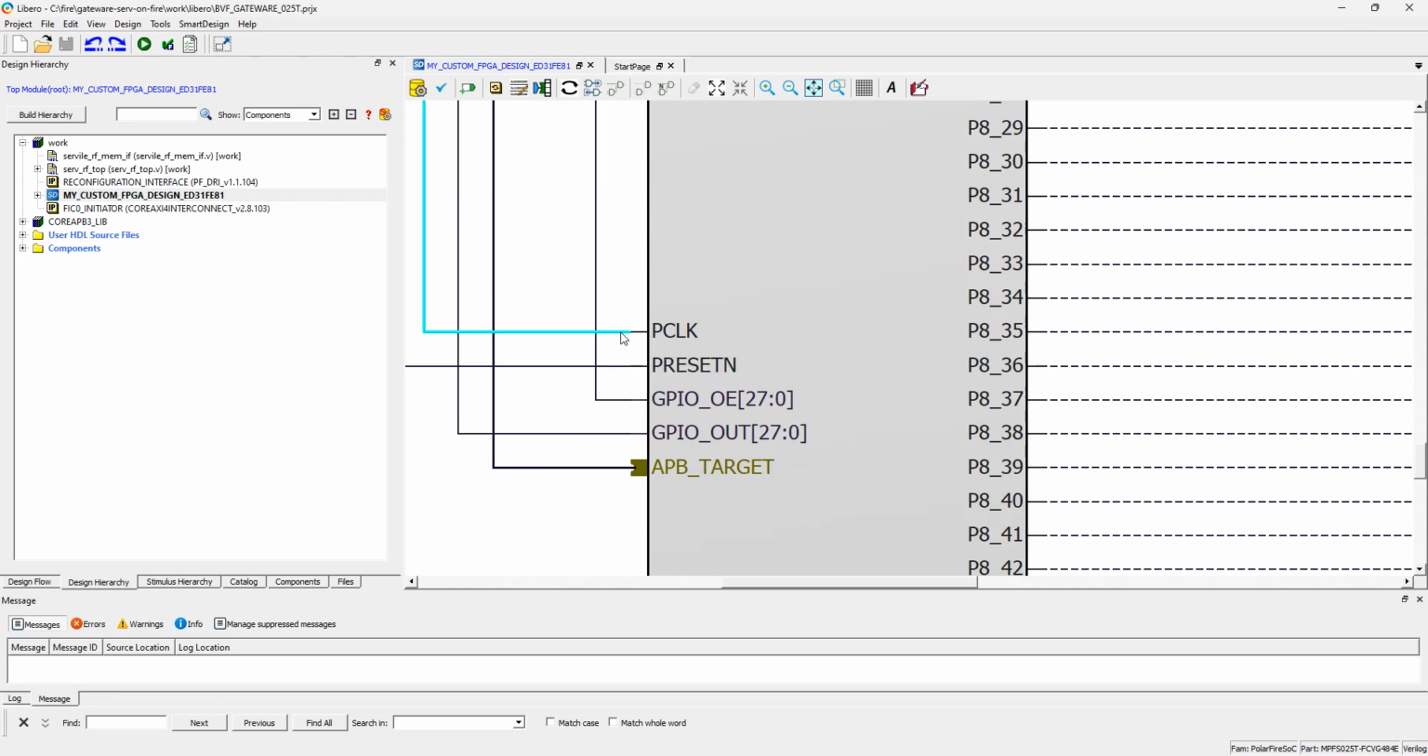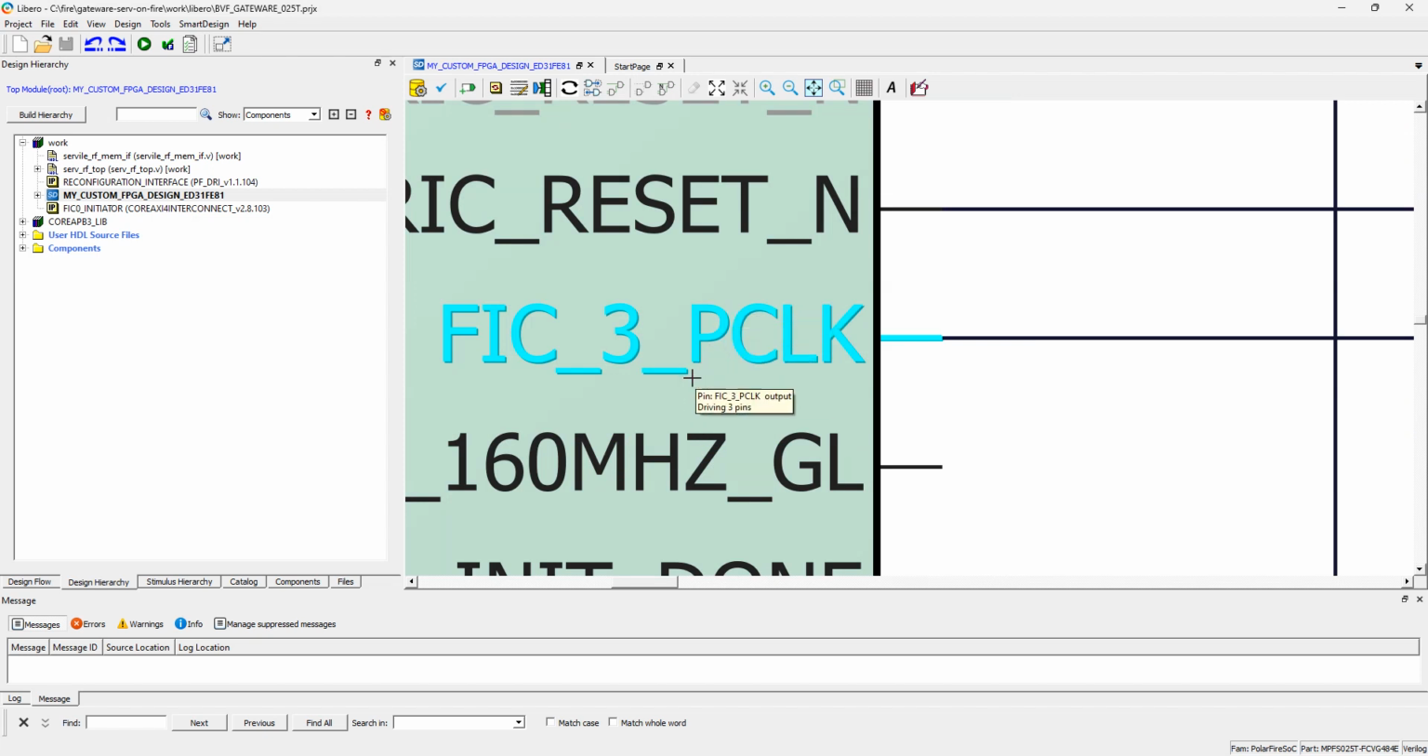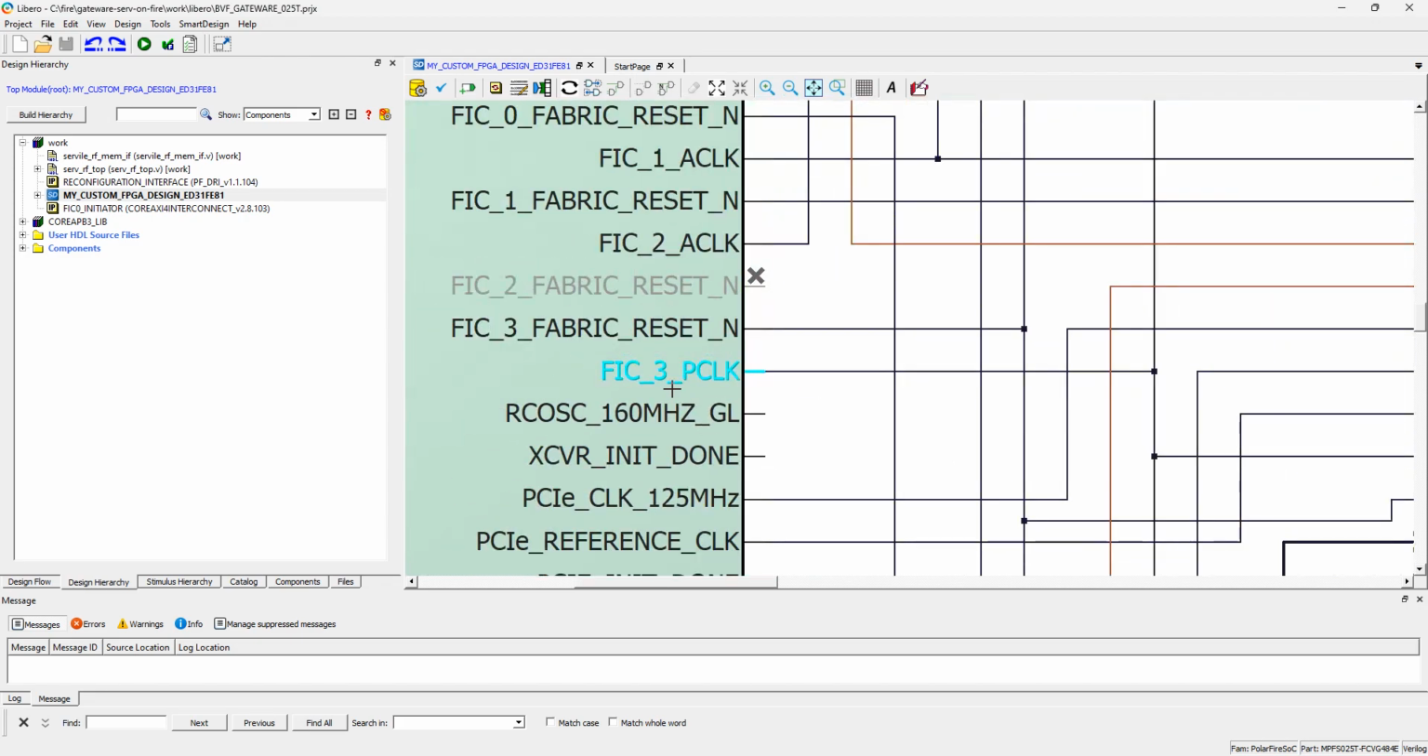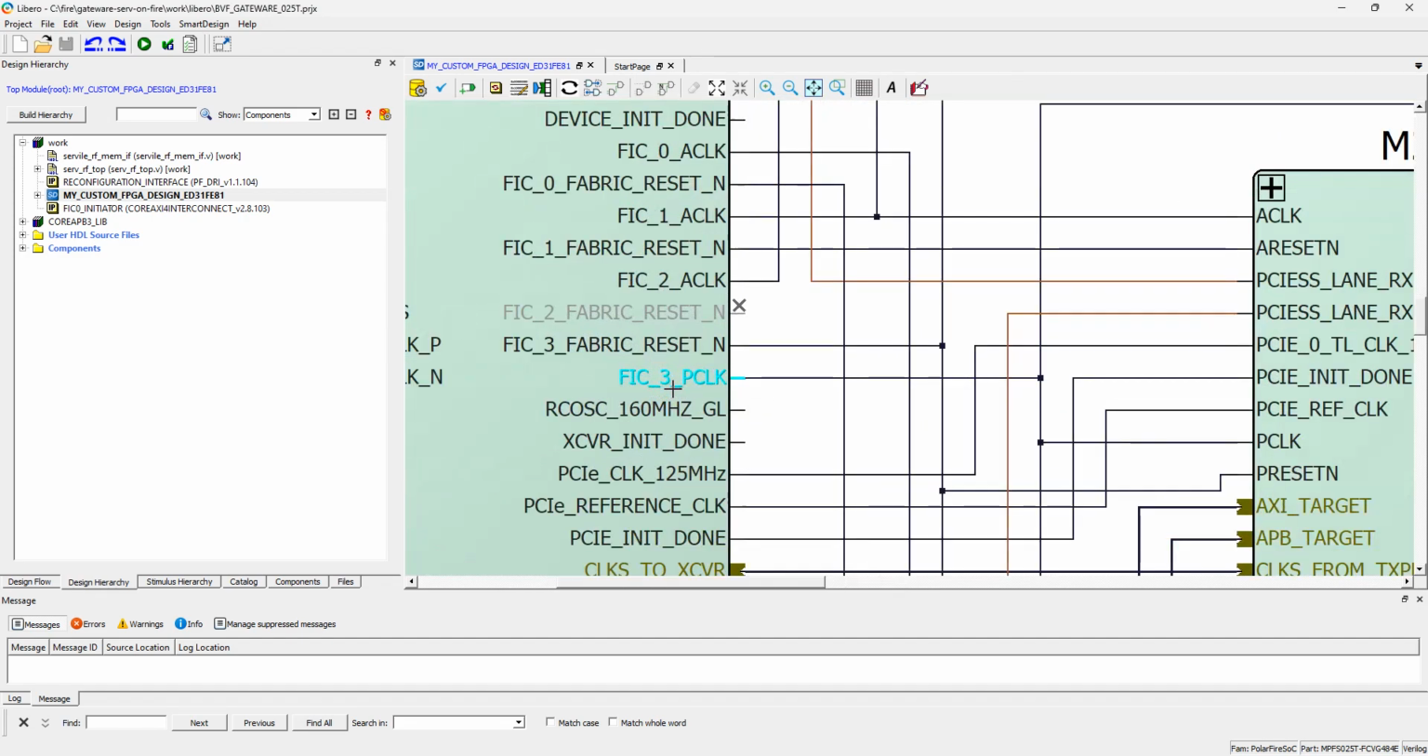So you can click on P clock, left click, then right click and say go to driver and left click. That takes you to here. We wanted to scroll out. You press the control button, scroll, and you scroll out.